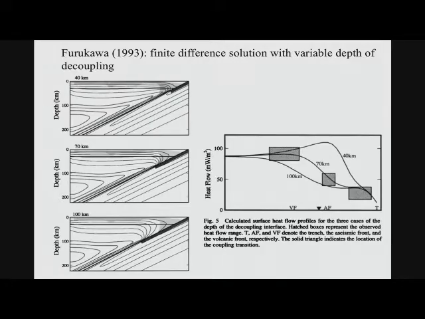Furukawa might have made one of the first models that kind of start looking like what we now call modern day solutions to a wedge. And his argument was, instead of excluding this cold corner explicitly from the flow, to say, well, it must have something to do with the coupling between the slab on the one hand and the wedge on the other.